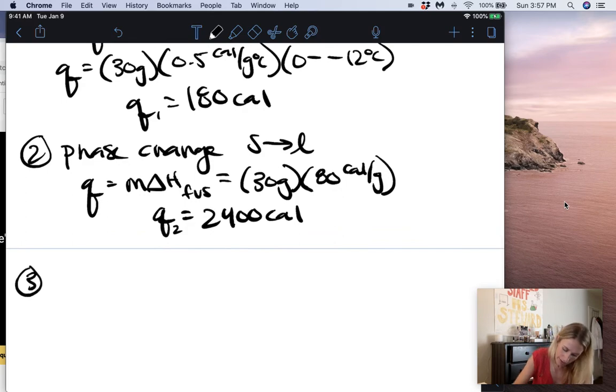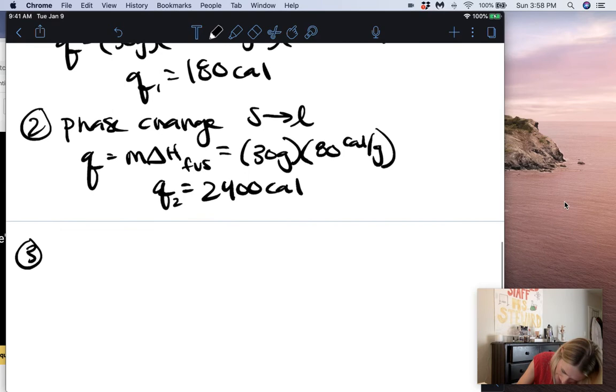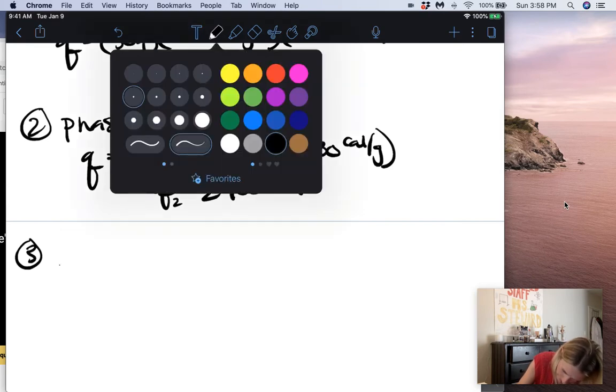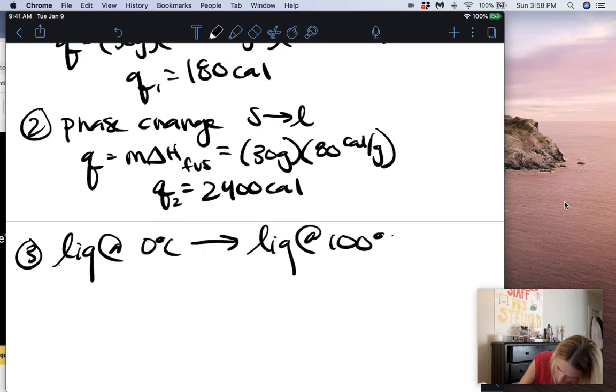Third part, we are now going from our phase change to our next phase change. So now we're in the liquid state, all right? We now have liquid at 0 degrees Celsius to liquid at 100 degrees Celsius, because at 100 degrees Celsius, that's when we start to do that next phase change of turning the liquid into the gas. So those are going to be our parameters here, 0 degrees Celsius to 100 degrees Celsius.